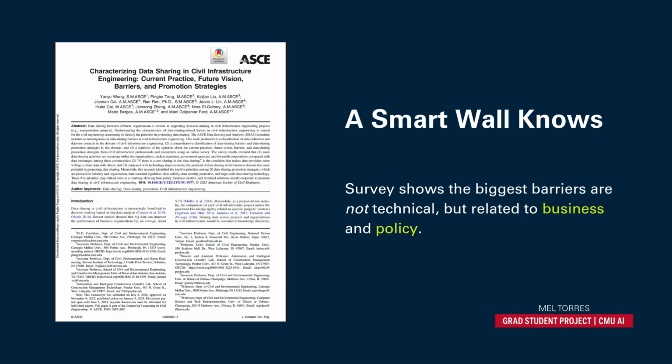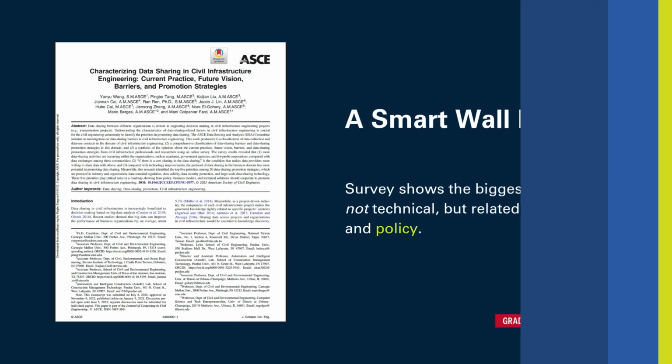So you'd think the biggest problems with data sharing would be technical, right? Wrong. A survey of folks in the industry shows the biggest barriers have nothing to do with tech. It's all about business and policy. Companies see their data as a competitive edge. They're deeply concerned about privacy, and they're really worried about the legal and ethical blowback if they share something they shouldn't.